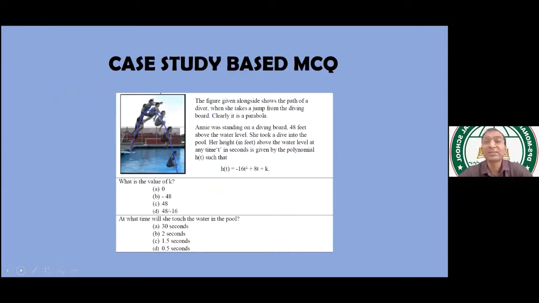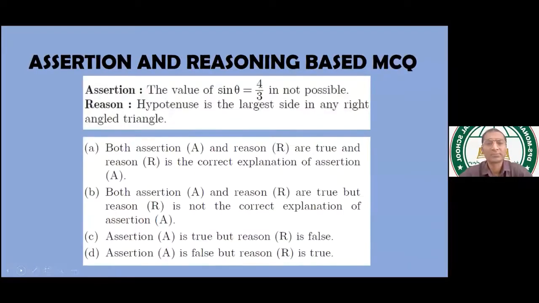Second is case study based. In this you will get a real life application, a real life situation, given to you. You have to read the paragraph properly, understand which chapter it is from, and then with that concept or theory you have to answer some questions based on this case study. Yes, next. And the third category is assertion and reasoning based. In this, one assertion, one statement will be given to you and one reason will be given to you.